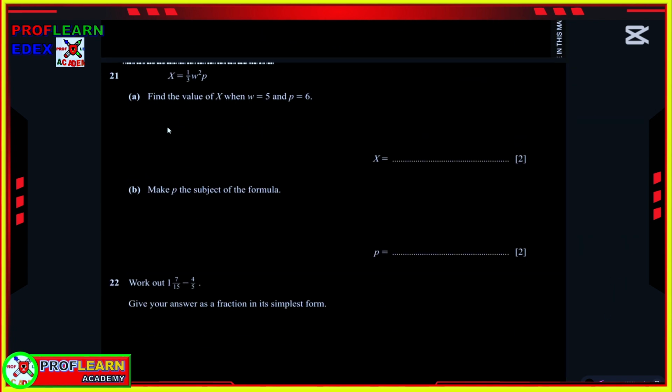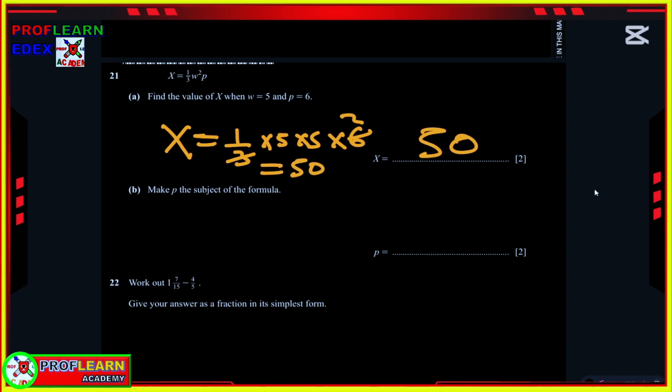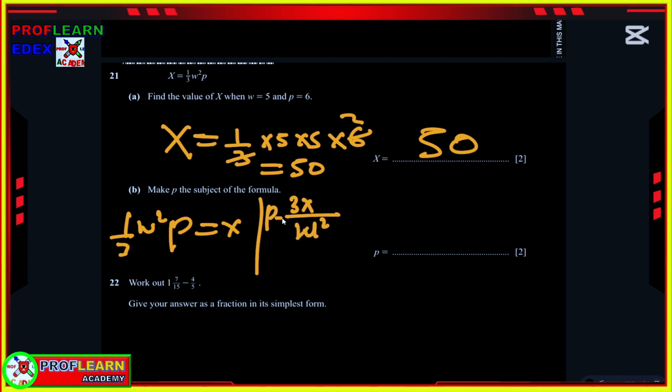Okay, about formulas, you may be asked to make the subject of the formula or to substitute values so that you can be able to find a value. For instance, we are given x equals 1/3 x w cubed p. So then for us to find x, we need to substitute w and 6 so that we can be able to get the value. So since it's w squared, it will be 5 times 5 in that case. Making p the subject of the formula means we are rearranging that so that we remain with p only on one side.